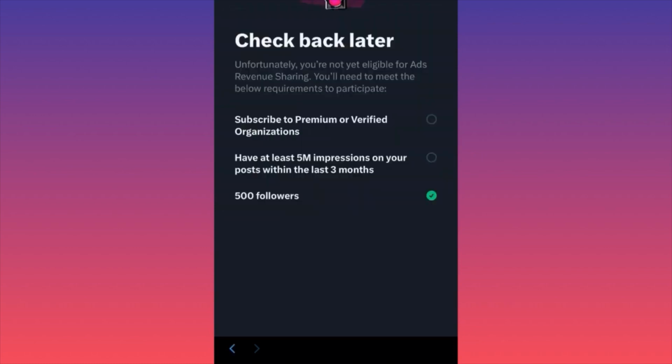This is how it's going to work. Subscribe to the premium or verified organization, right? You have to be a premium user. You have to pay on Twitter, okay? The second requirement is to have at least 5 million impressions on your posts within the last 3 months. We're talking about combined, okay guys?